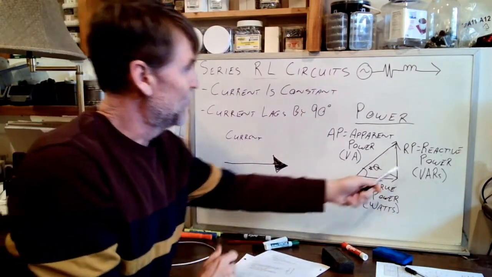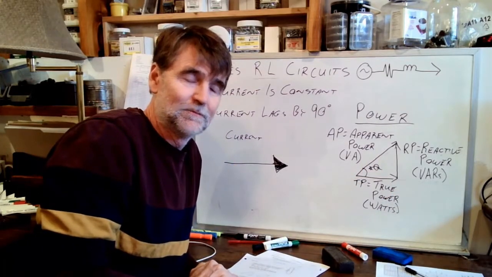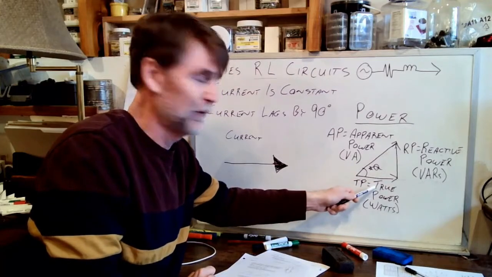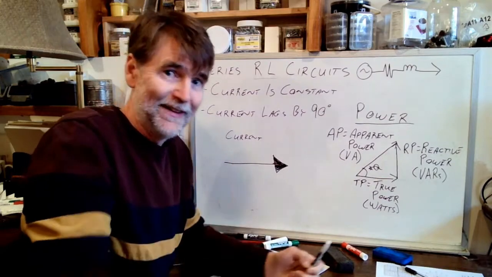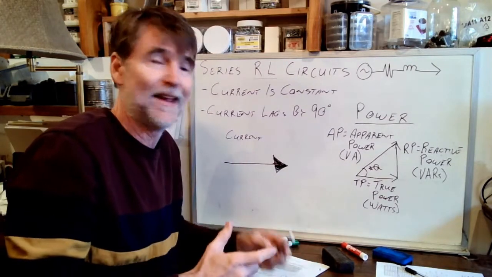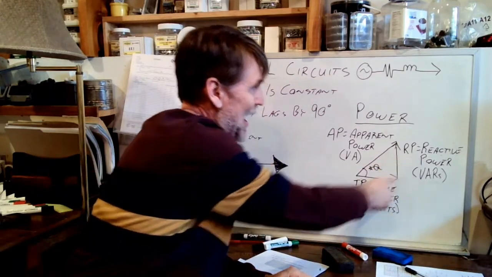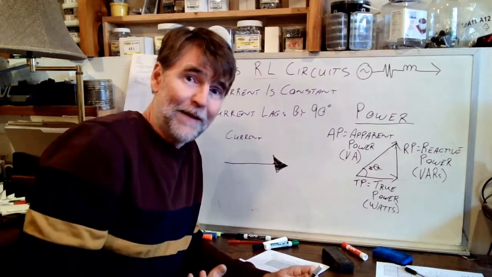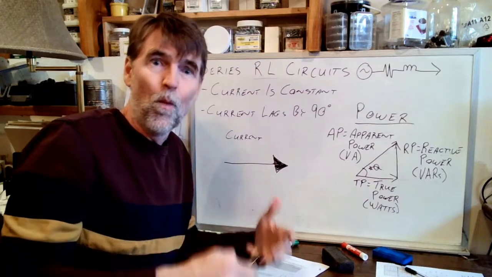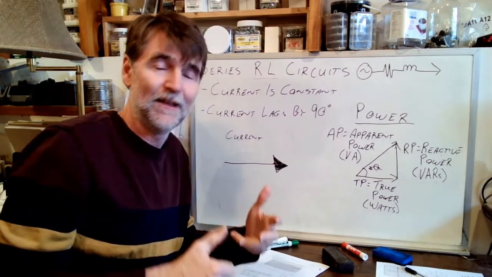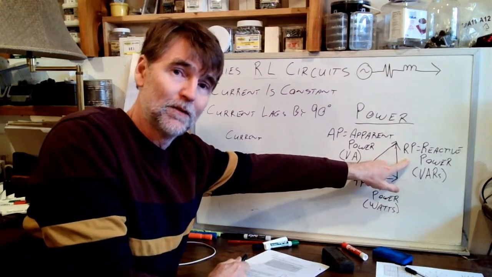Now, the reason this is kind of weird is because it doesn't really do anything in the circuit. Okay, true power is true power for a reason. This is where work actually gets done in the circuit. Okay, we generate heat, we generate light, we generate torque, whatever the case may be, work actually gets done. Okay, reactive power is stored energy. Okay, remember that was one of the things we said about an inductor, is what it does is it stores energy in the form of a magnetic field. And that's what this reactive power is.